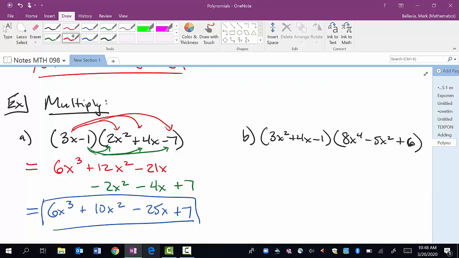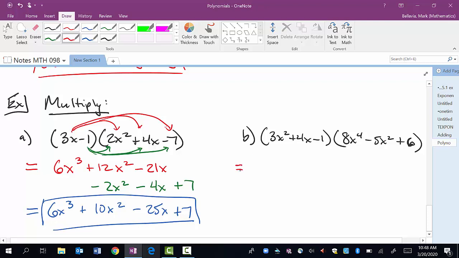So now we got a trinomial times a trinomial, right? 3 terms times 3 terms. Last one's a binomial times a trinomial. But you're still doing the same type of thing. You want to make sure every term of the first polynomial is multiplied to every term in the second. So be systematic. You know, it's helpful to be systematic about it.